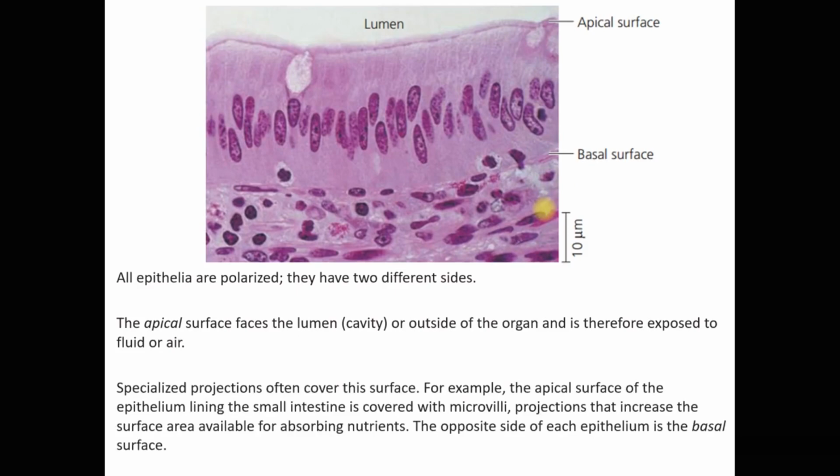Now, specialized projections often cover this surface. For example, the apical surface of the epithelium lining the small intestine is covered with microvilli, projections that increase the surface area available for absorbing nutrients. The opposite side of each epithelium is the basal surface. So that is the apical surface and the basal surface.